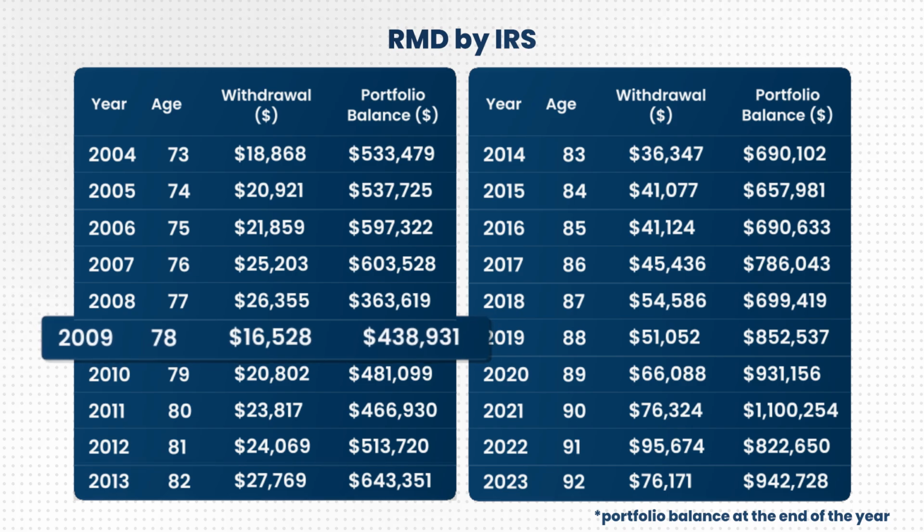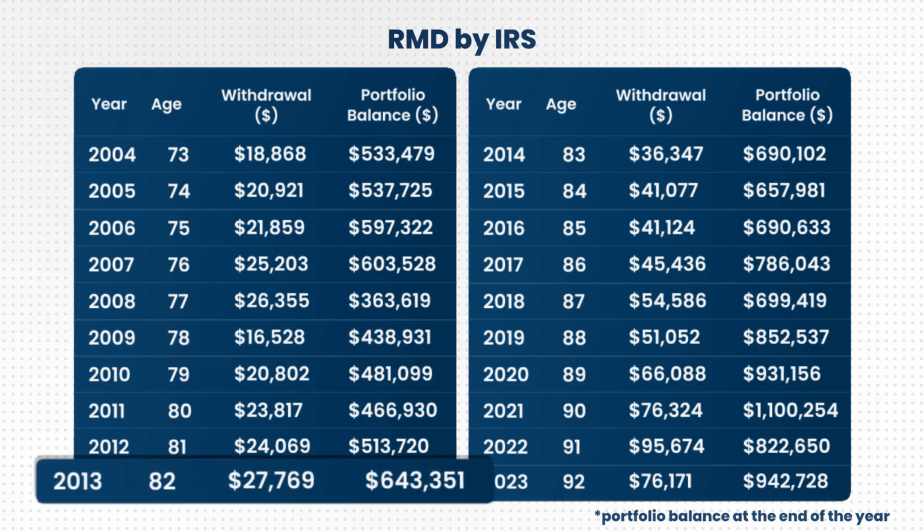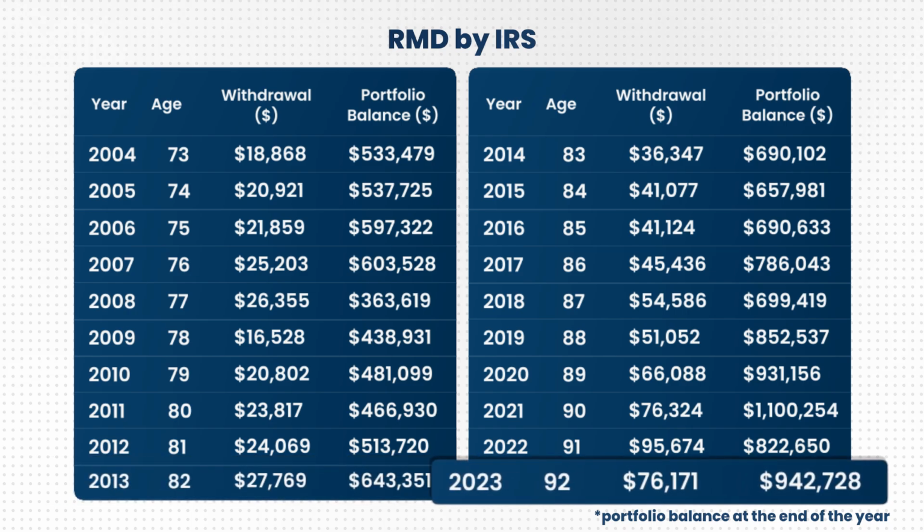Let's move forward to year 10, where the withdrawal would be about $28,000 and the portfolio would have grown to about $643,000. Fast forward to the 20-year mark, and the RMD on this portfolio would be about $76,000, and the portfolio would be valued at about $940,000. The real-world example shows much greater variability if you're using an RMD method as a withdrawal strategy.